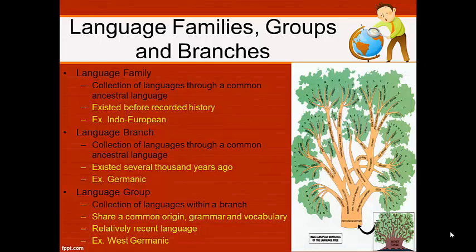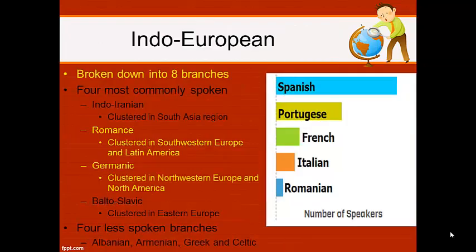If we break it even further down and grab a language out of there, well, guess what? One language that we can grab out of the West Germanic group, within the Germanic branch, within the Indo-European family, is the language English. Wow. I know, it's crazy. We're going to talk more about these language families, groups, and branches in the language tree more in class.